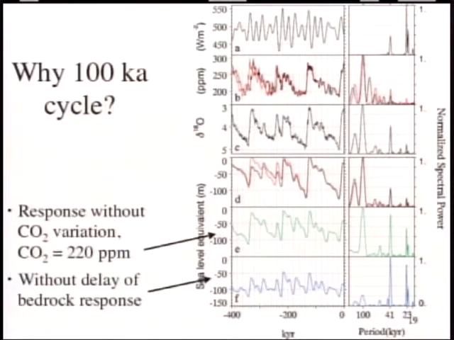And additionally, we can see the role of the delay of bedrock response by taking out this effect, adjusting the bedrock immediately to the ice sheet height, and then we don't get the 100,000 year cycle anymore. So the combination of these effects, the input of the orbital parameters and CO2, and this nonlinearity in the system, together make the 100,000 year cycle peak. But still, we would like to understand how this cycle came out.